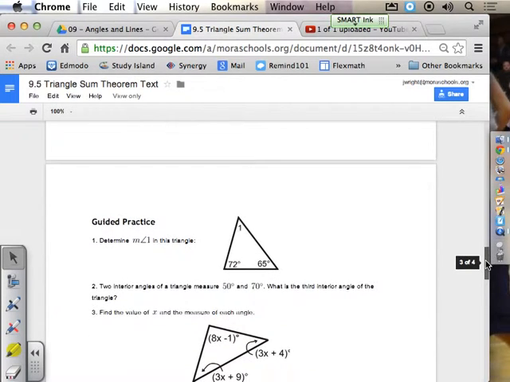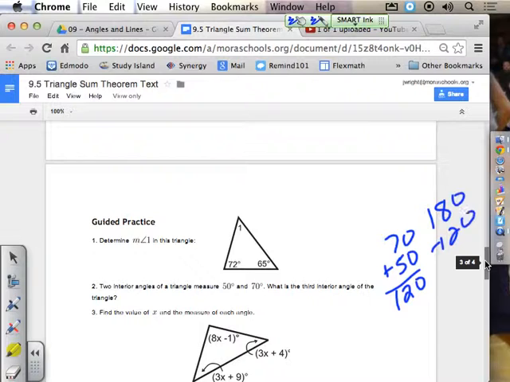Second one. Two interior angles of a triangle measure 50 and 70. What is the third? Don't even need a picture. Add 70 plus 50. Do that, please. Okay, hopefully you got 120 degrees. Now what do I do? Pause it and do that, please. You're right. I take 180 minus 120, and I get 60. That is the third angle. Okay.